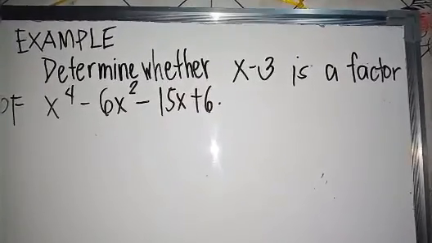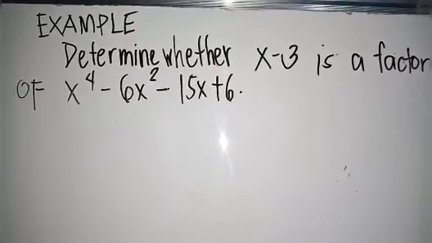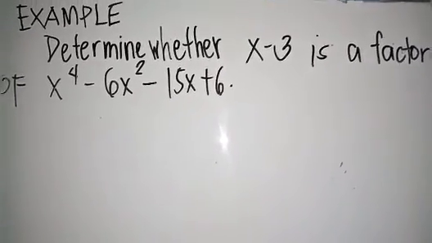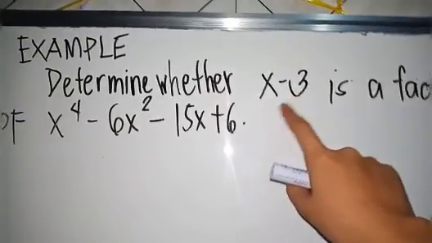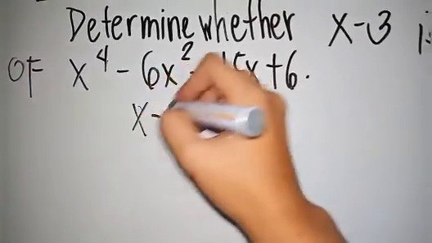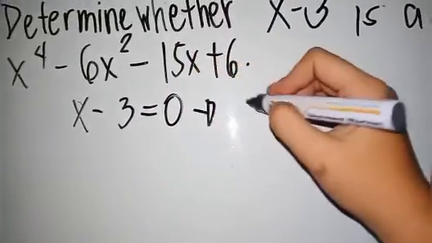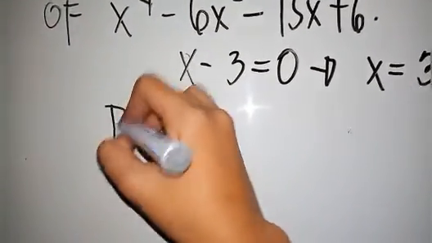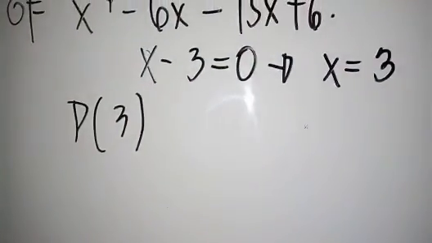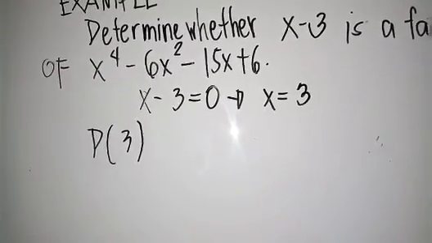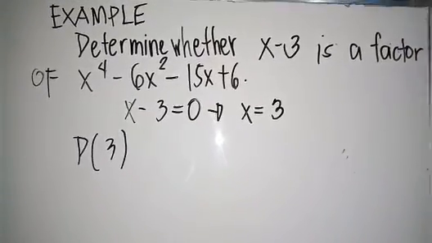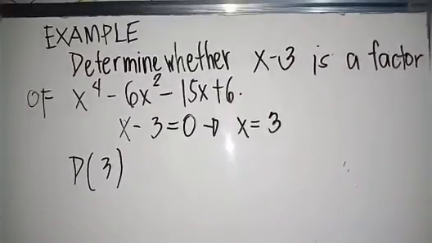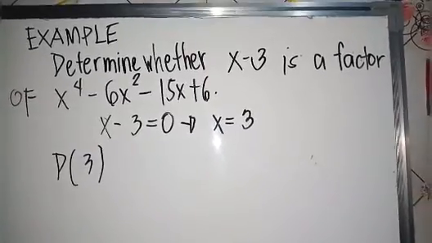Determine whether x minus 3 is a factor of x raised to 4 minus 6x squared minus 15x plus 16. So, first thing to do is, i-equate muna natin yung ating x minus 3 into 0. So, we have x minus 3 is equal to 0, which is yung ating x ay magiging positive 3. So, now we will solve for p of positive 3. So, isa-substitute lang natin yung positive 3 sa lahat ng x. Then, kapag nag-0 yung ating p of 3, ibig sabihin siya ay factor. Pero kapag hindi siya nag-equal sa 0, ibig sabihin hindi siya factor.